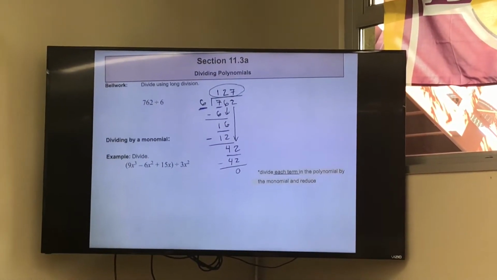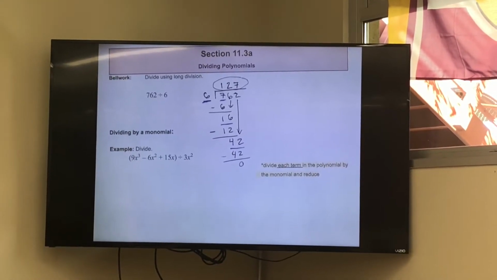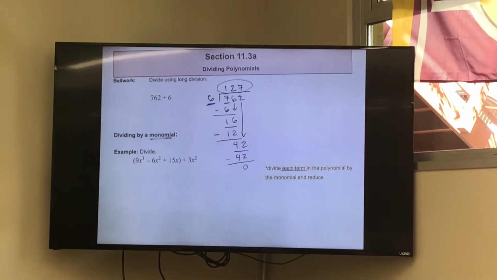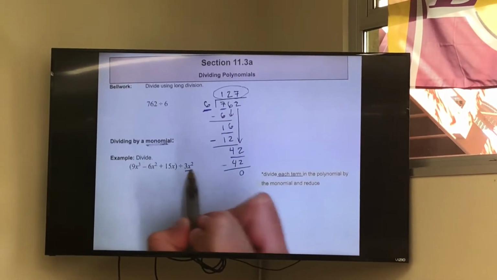So that process is really important. We're going to be doing that a lot today. But first, we're talking about dividing by a monomial. That means one term, right? It's this polynomial divided by this monomial.